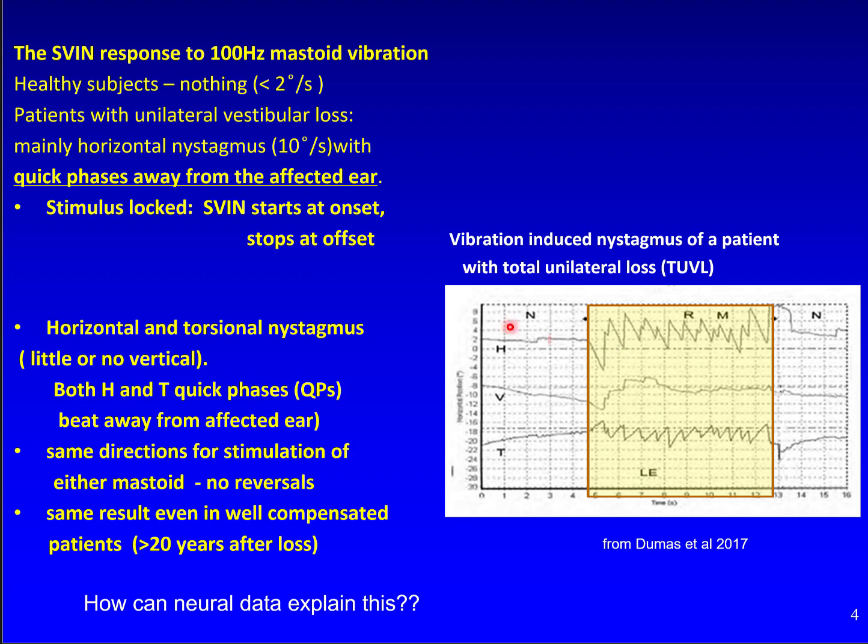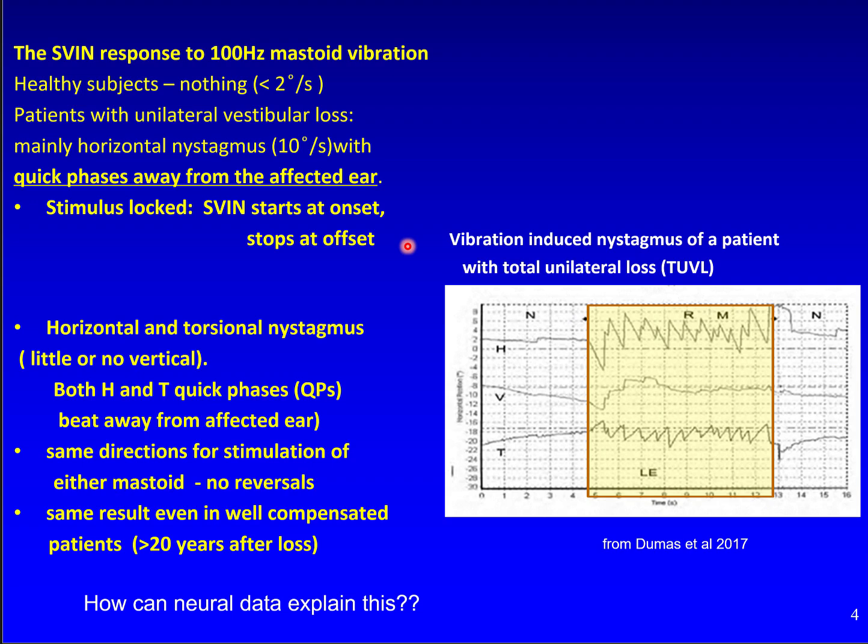It is also stimulus locked, starts exactly at onset, finishes at offset, and has very little adaptation. And notice it's got components that are both horizontal and torsional. Both quick phases are directed away from the affected ear, but there's very little vertical component, as you can see here. And most surprisingly, you get the same direction of nystagmus for stimulating either mastoid. Either one. How can neural data explain this?